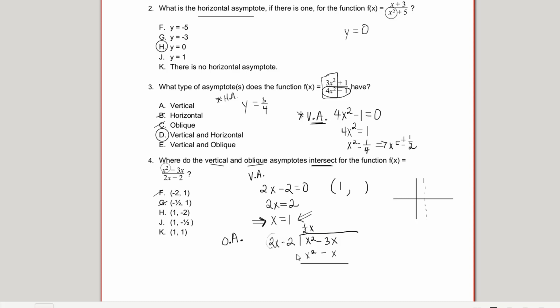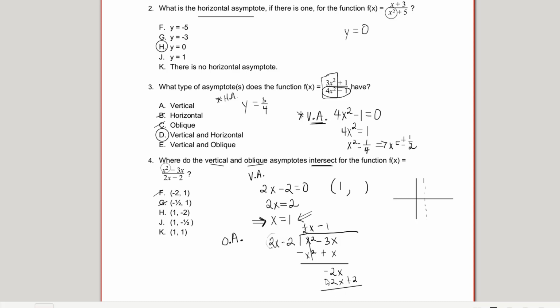And then when we subtract, we're going to go through and flip all the signs. X squared cancels out, and now we have negative 3x plus x gives us a negative 2x. Now we can do our division again. 2x minus 2 into the negative 2x, that's going to go negative 1. Let's do our multiplying. Negative 1 times 2x is a negative 2x. Negative 1 times negative 2 gives us a plus 2.